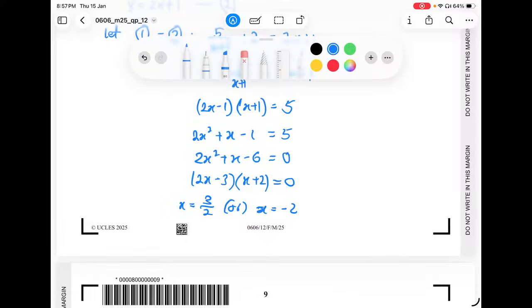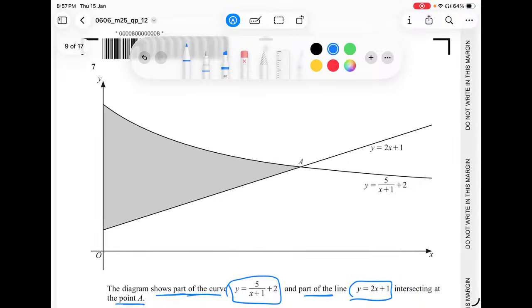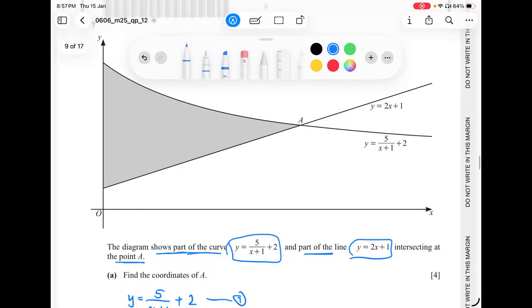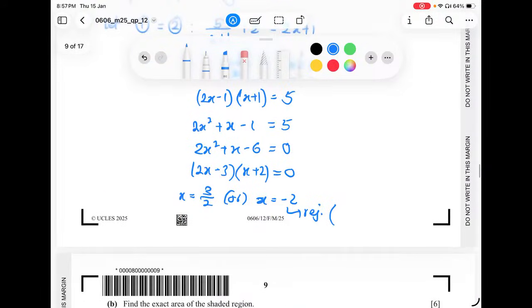x is equal to negative 2, but I will reject this negative 2. What's the reason? Because the graph starts from the y-axis and moves towards the positive x-axis. So it starts from x equal to 0 and moves towards the positive. That means since x should be greater than or equal to 0, that's your reason for rejecting x equal to negative 2.